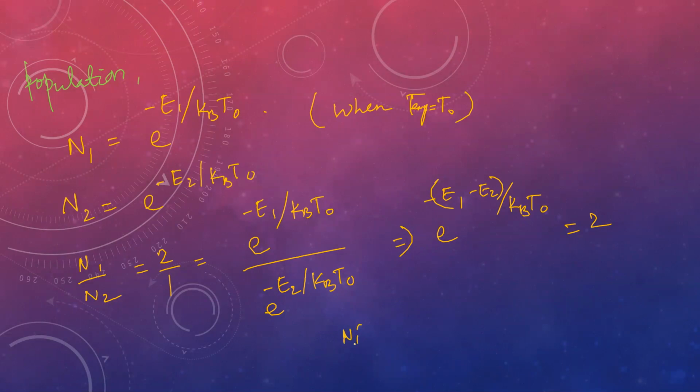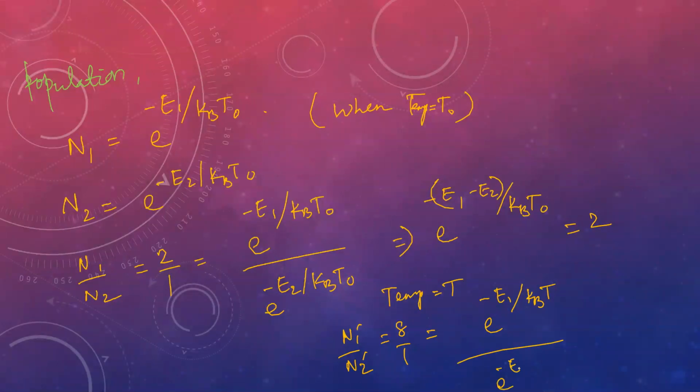Now again N1 dash by N2 dash is equal to how much? 8 by 1 in the second case when the temperature is T. So e to the power minus E1 by KBT by e to the power minus E2 by KBT is equal to 8. So e to the power minus (E1 minus E2) by KBT is equal to 8.